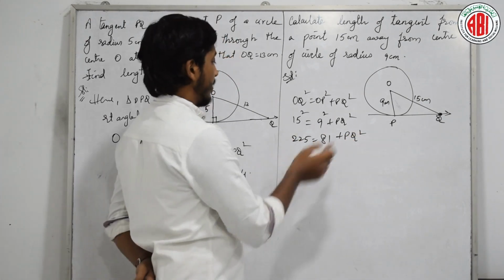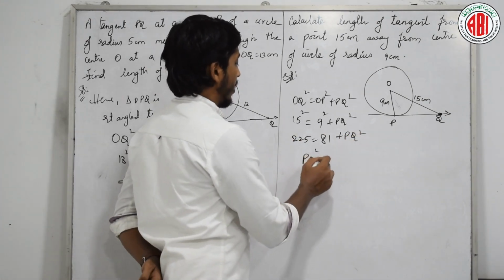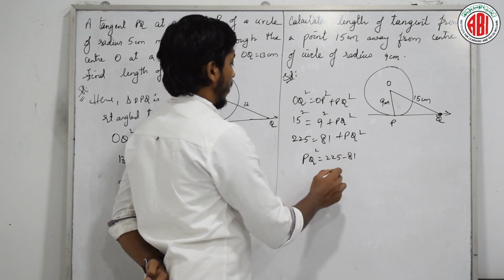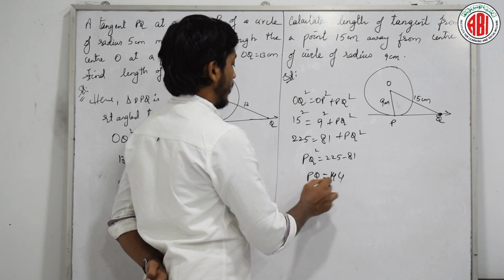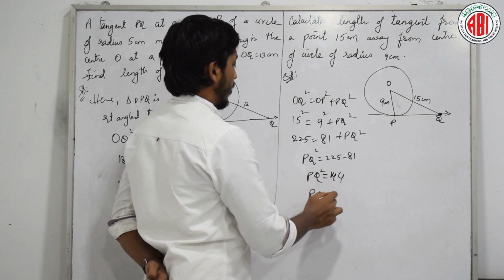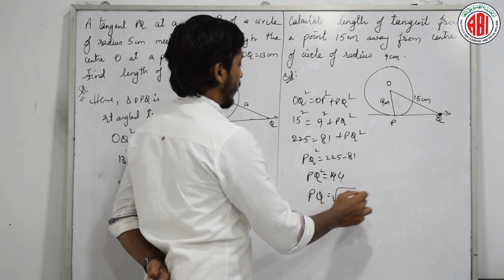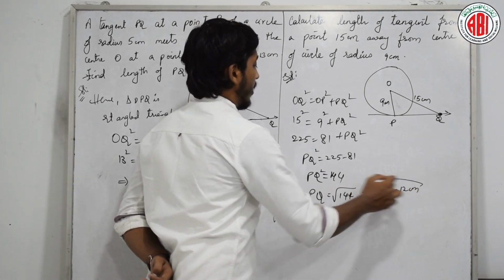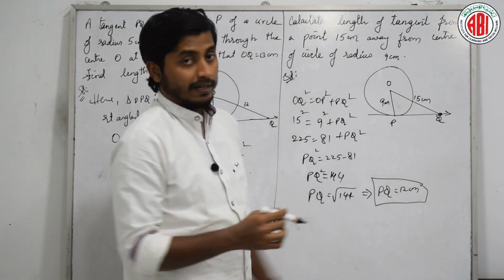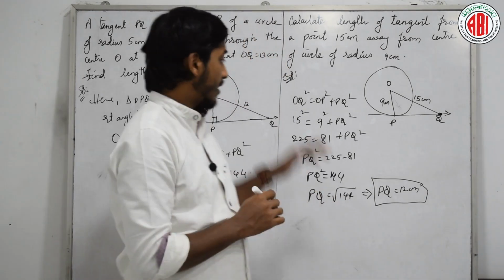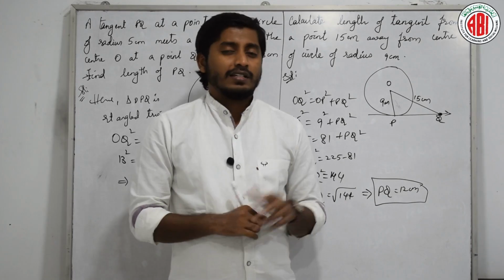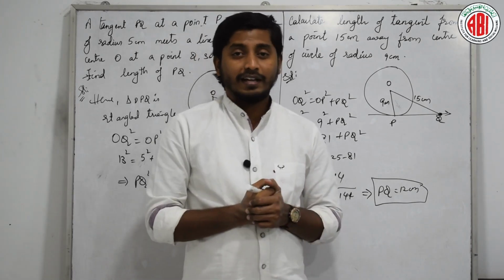Just send it this side. PQ square is equal to 225 minus 81. That is 144. This is PQ square. Again, PQ is the square root of 144. Therefore, PQ is 12 centimeter. Did you understand this part of the question? Fine. Shall we do a few more problems based on this kind?